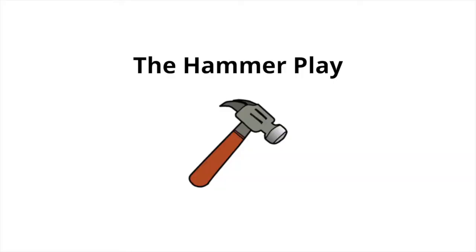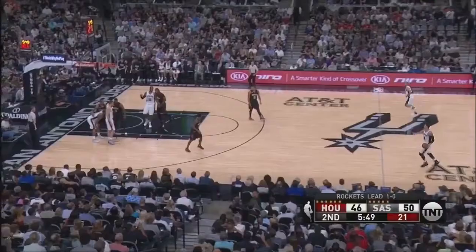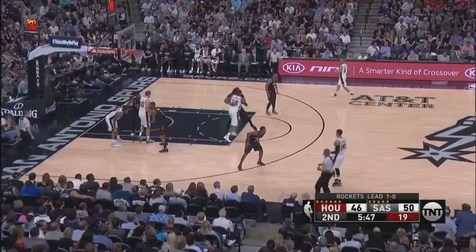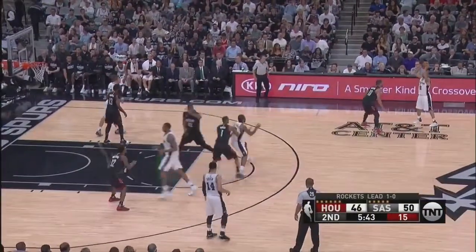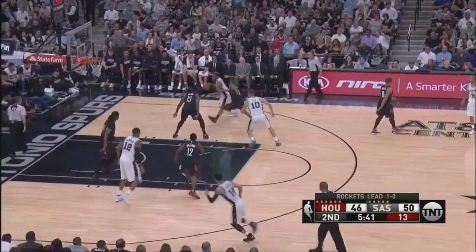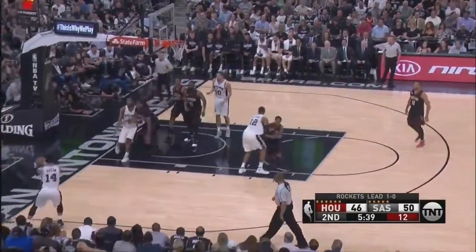Next we have the hammer play, one of my all-time favorites in an NBA set you've probably heard of before. In essence, a hammer action occurs with a baseline drive on one side and a back screen for a shooter going to the corner on the opposite. Here you see the play develop as Kawhi Leonard drives baseline and LaMarcus Aldridge sets the back screen for Danny Green to go to the corner for the catch and shoot three.